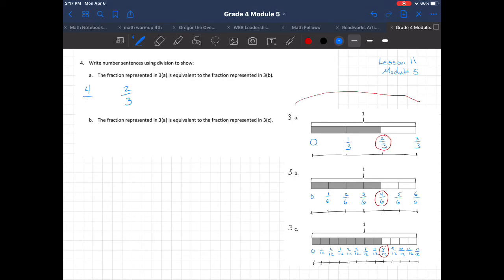And this time we're dividing. What are we going to divide? We're going to divide by 2/2, and that would equal 2/3. And 3c was 8/12. We're going to divide something to make it go back to 2/3. The thing we divide by is 4/4.